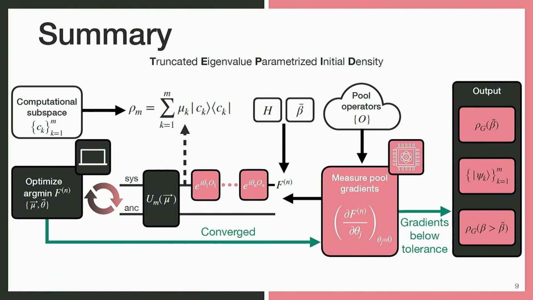Okay, so as a summary, I'll just put up this workflow of our method, where the inputs are the Hamiltonian, the target inverse temperature, a computational subspace which has m elements, and some pool operators that you use to adaptively build your basis change ansatz, and then you do the usual ADAPT optimization over here. And the output you get out of this is the Gibbs state at the target temperature, the low-lying eigenstates that contribute to the Gibbs state significantly, and then also the Gibbs state at any lower temperature.